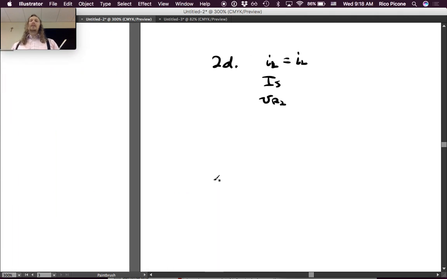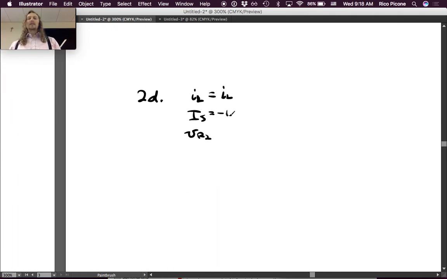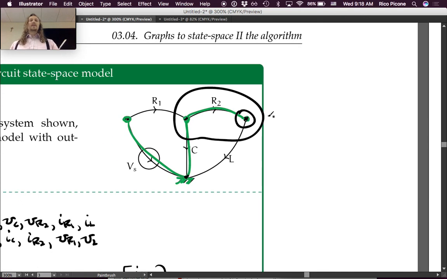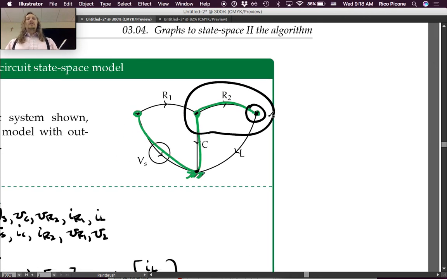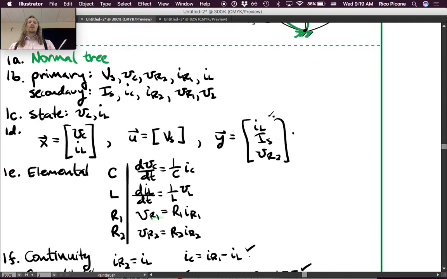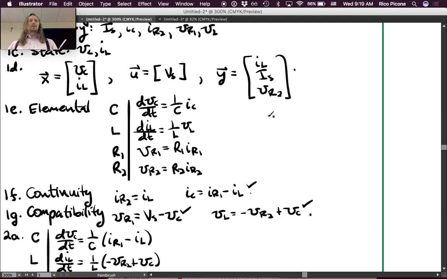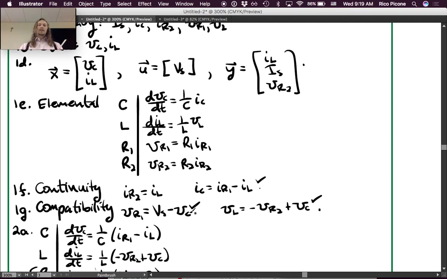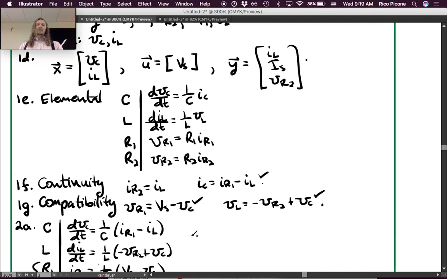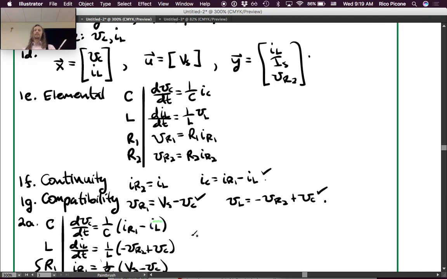So that could be our first step. We could say IS is equal to negative IR1. That's also not a state variable, and it's not an input variable. So we need to find some expression for IR1 that relates it to a state and an input. So if I look through these equations here, I see, well, IR1 is equal to IC plus IL. So there's something promising. So let's try that.